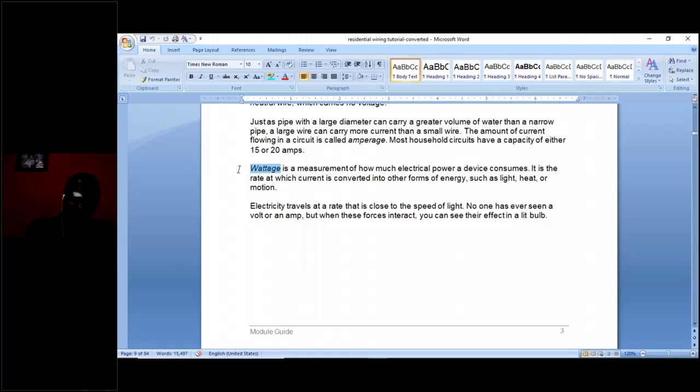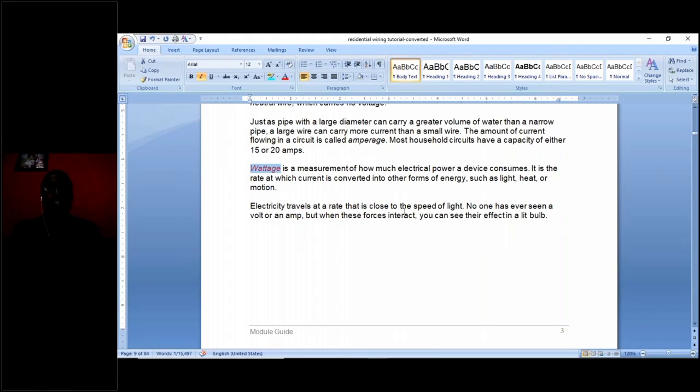Watt, or wattage, is a measurement of how much electrical power a device consumes. It is the rate at which current is converted into other forms of energy, such as light, heat, or motion.